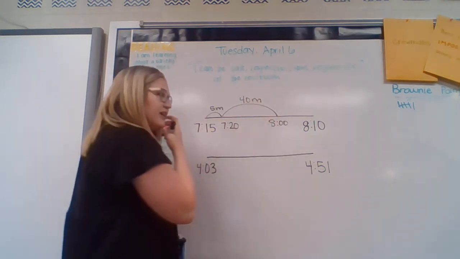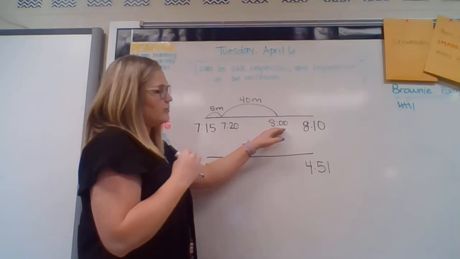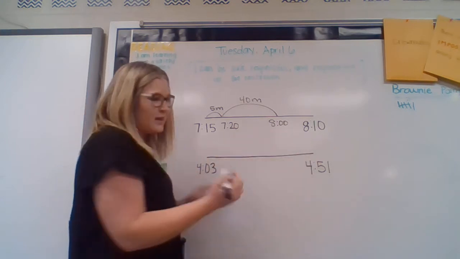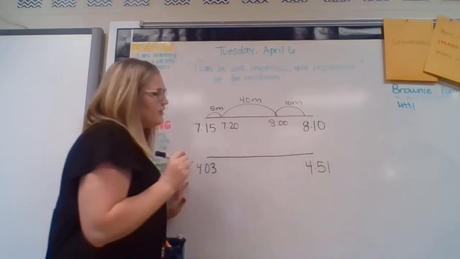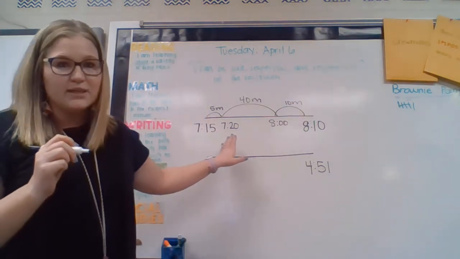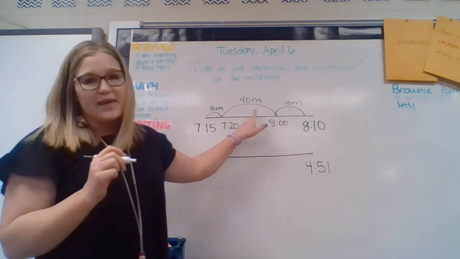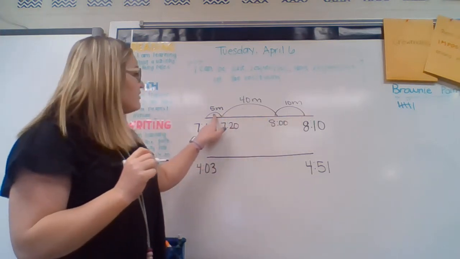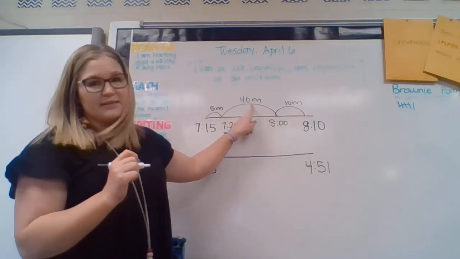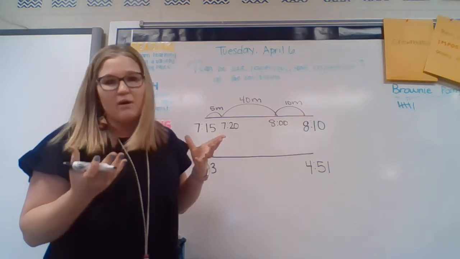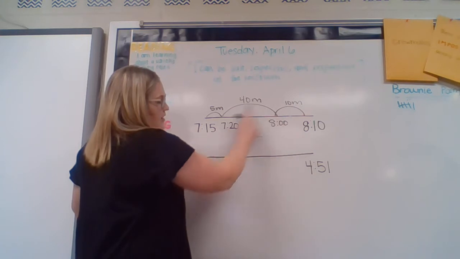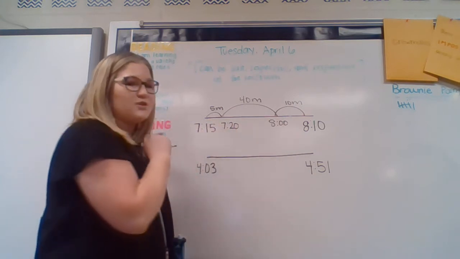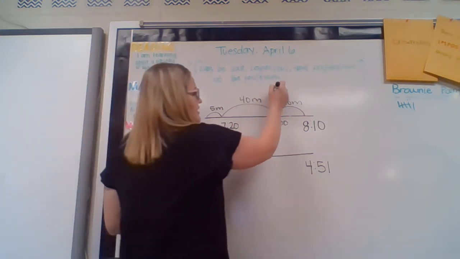Now the student would need to figure out, from 8 o'clock, how do we get to 8:10? Well, that's 10 more minutes. So again, another jump of 10 minutes. In order to figure out how much time has elapsed in here, we would then take our hops and add them together. So we have 5 minutes plus 40 minutes plus 10 minutes. As students, we always talk about adding those bigger numbers first. So 40 plus 10 would be 50, plus 5 more would be 55. So the elapsed time for this one would be 55 minutes.